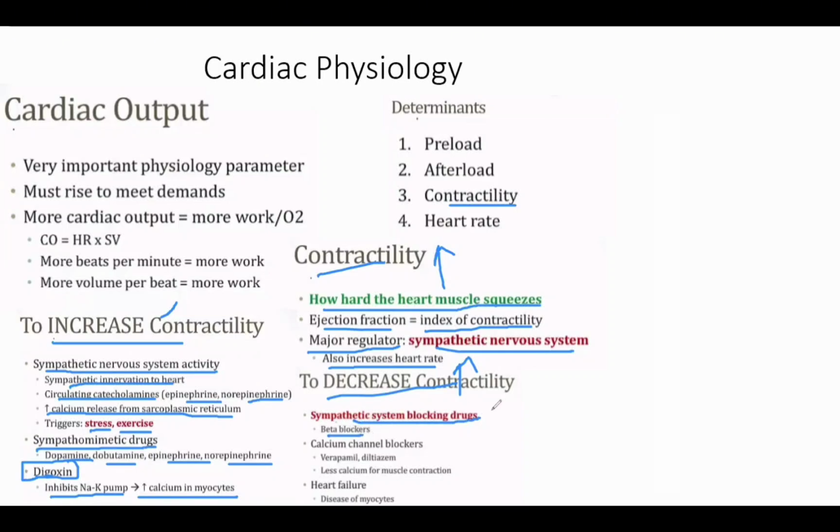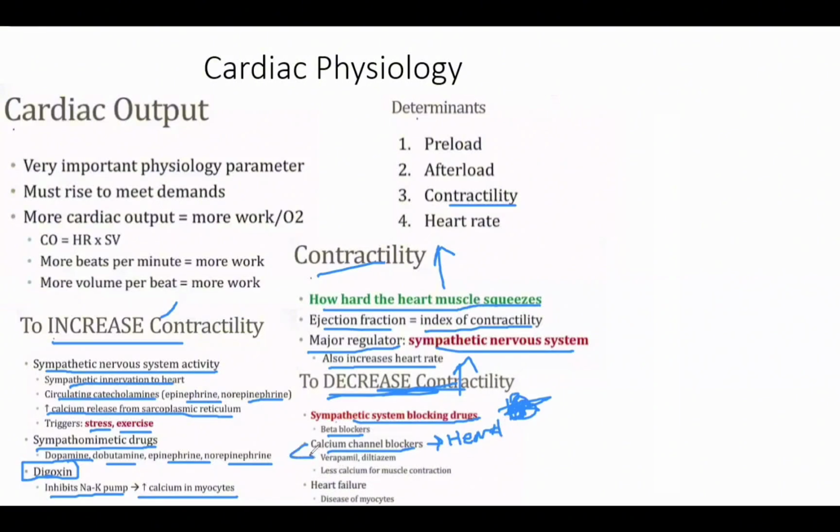To decrease contractility, sympathetic nervous system blocking drugs might be used, like the beta blockers. So, what do the beta blockers do? They block the beta receptors, and the beta 1 receptor is present on the heart. So, when it is blocked, there will be a decrease in contractility of the myocytes, or eventually of the heart. Calcium channel blockers also act on the heart, or myocytes, that is, the cells of the heart.